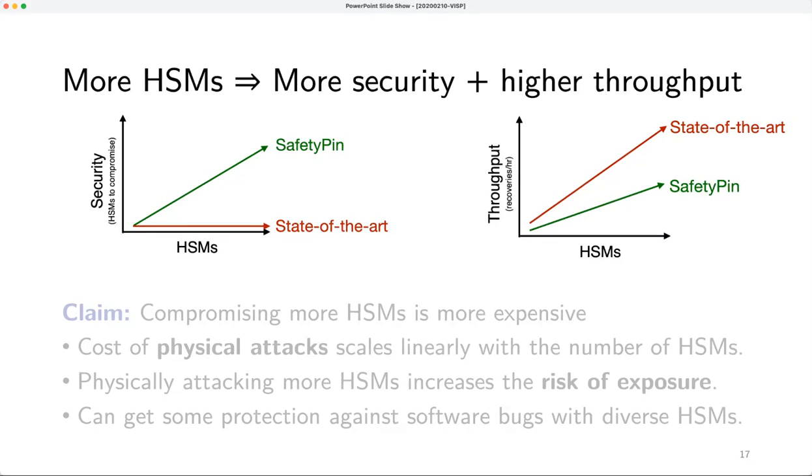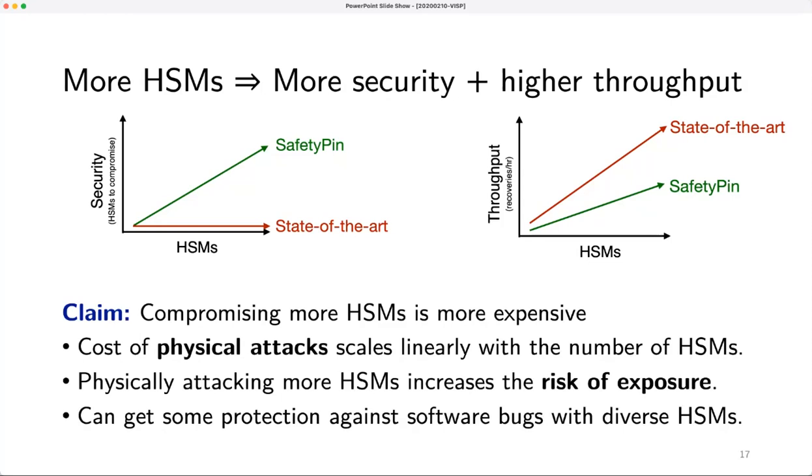To drive home the point, the premise that underlies this work is that compromising more hardware devices is going to be more expensive. In particular, the cost of these physical attacks is going to scale linearly with the number of HSMs that an attacker has to compromise. In addition, the attack gets much noisier. Breaking into a data center and hauling off 1,000 HSMs is going to be much louder than just taking one.